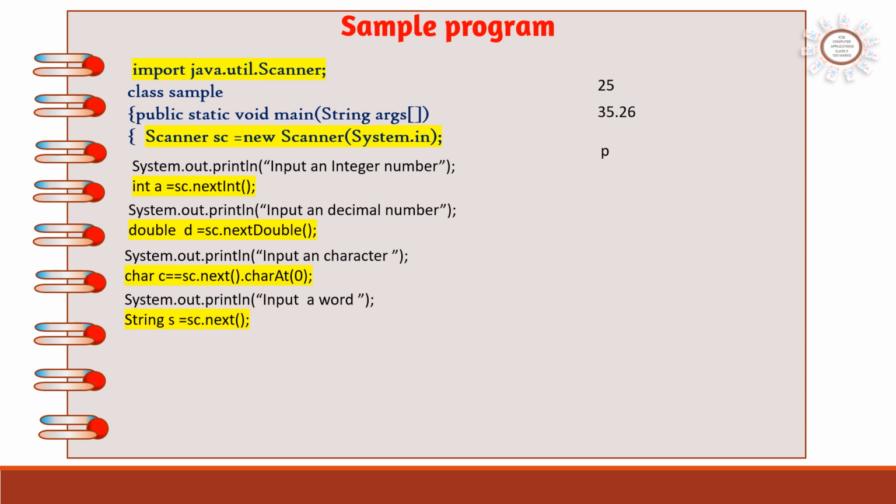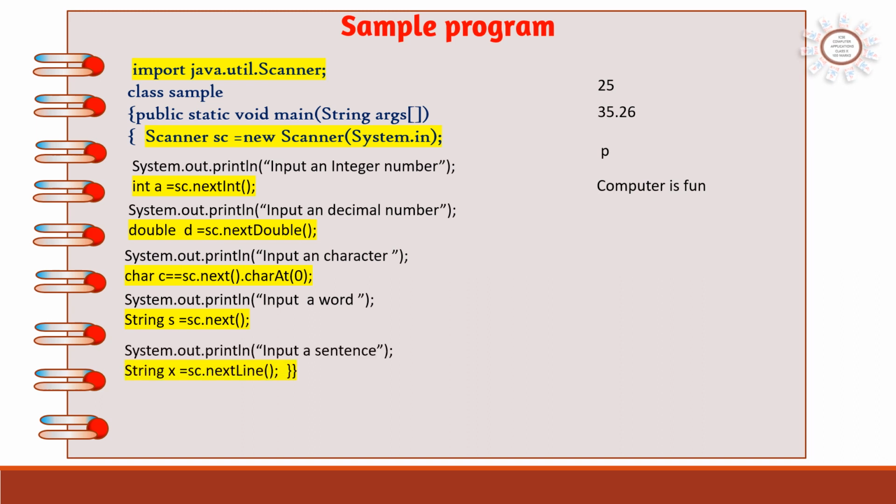And now input a word. If you want to accept a single word, we have this command: String s. Word or string means String. String s is equal to sc dot next with brackets. So this command will accept one word. Here we are giving a sentence. We can see what will be the output later. So here giving computer is fun. And now we can see while printing what will be accepted in the variable s.